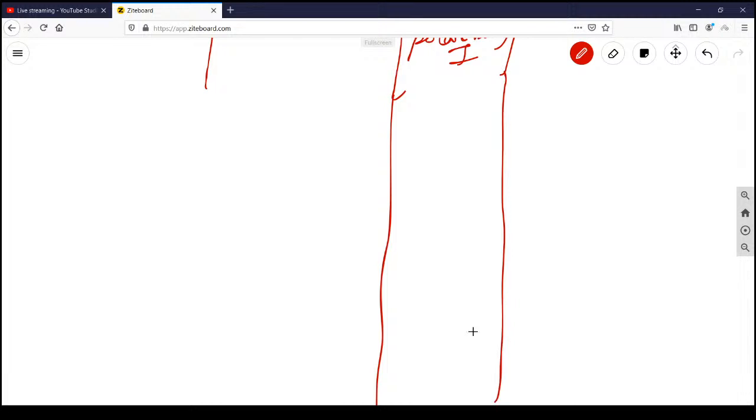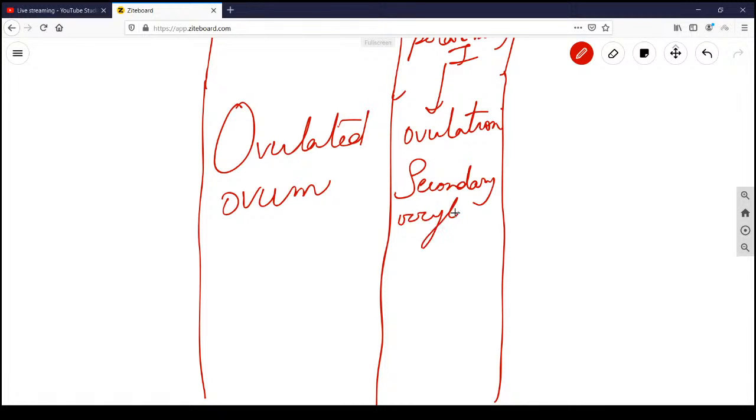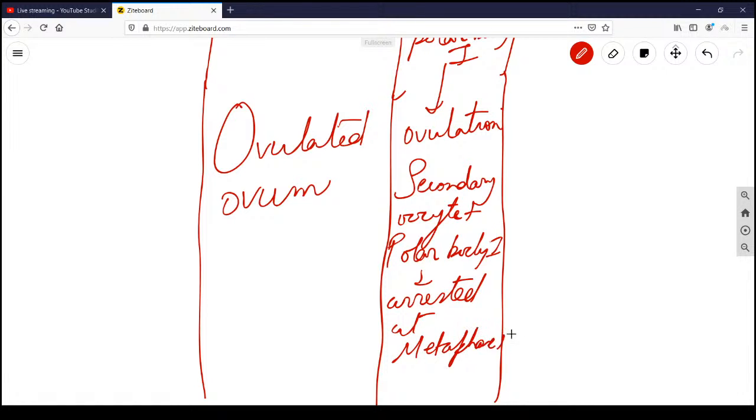The next event is the LH surge and ovulation. Then I can call it an ovulated ovum. It would still be at the secondary oocyte plus first polar body stage, arrested at metaphase 2 of meiosis 2. Again it is 1n2c.